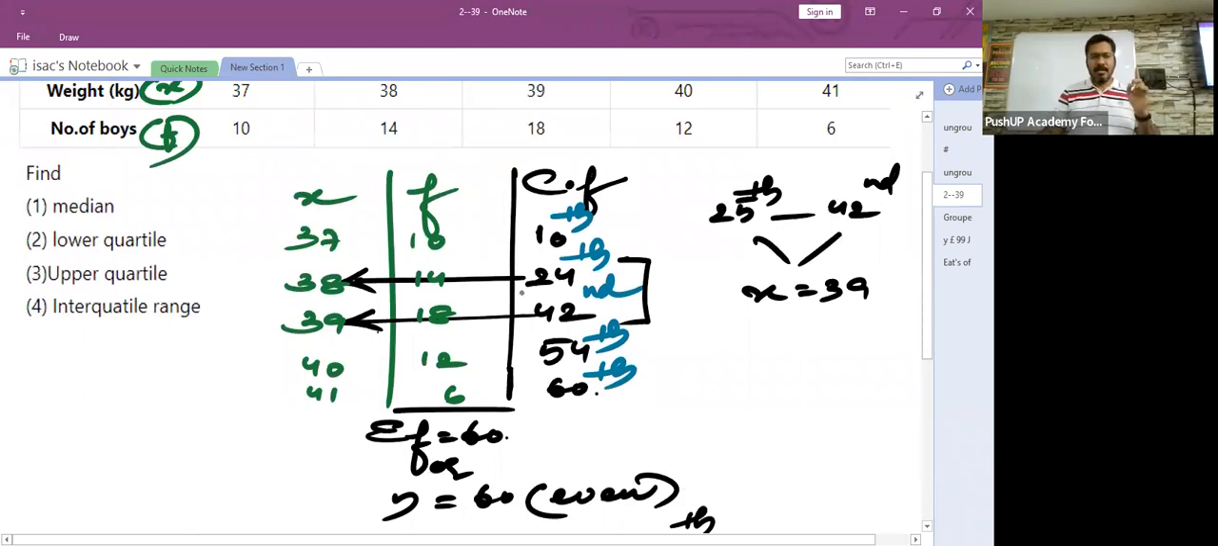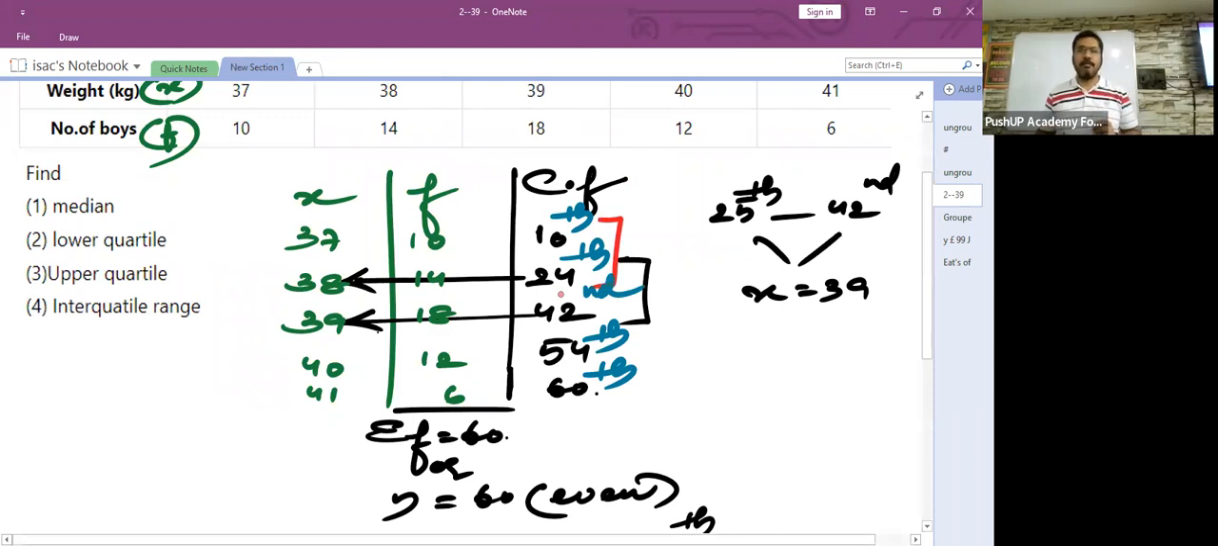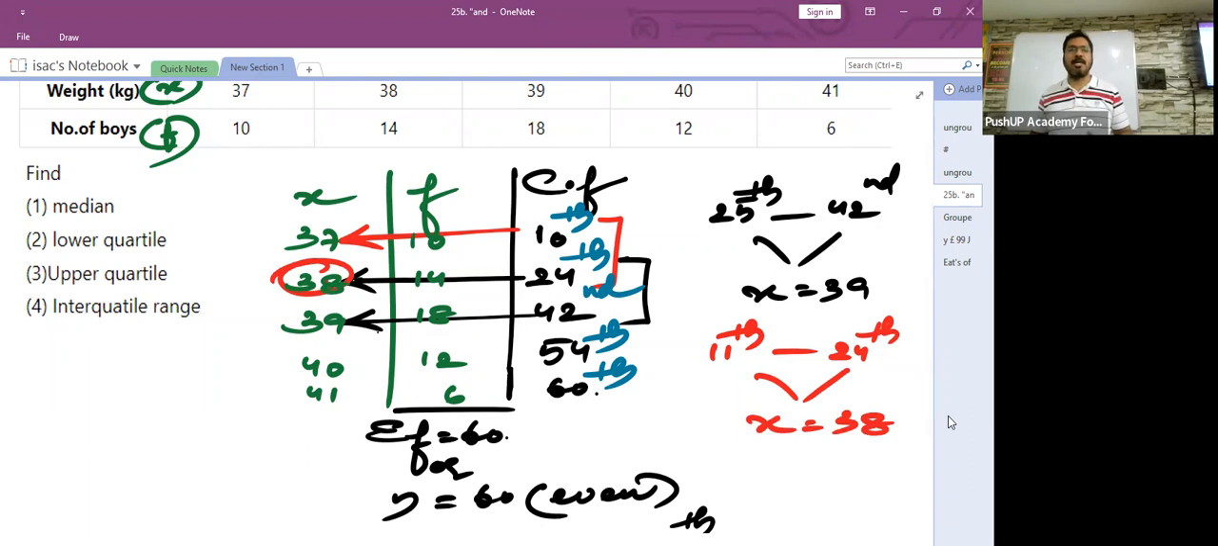The 15th term will come in between where, children? In between the 10th and 24th term, isn't it? If I ask you what is exactly the 10th term, 37. So from the 11th term to the 24th term, what would be the value of x? The value of x will be 38. So the lower quartile is 38. Easy.